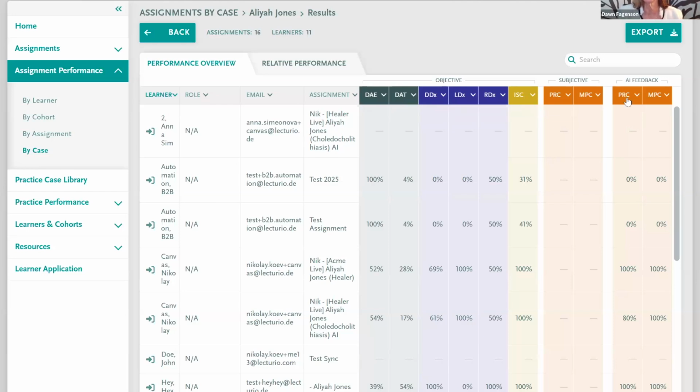And now we're very excited. We're going to show you this today. We now have AI feedback on our problem representation concordance and our management plan concordance. So it's even an additional way to help the learners get more feedback on what they've done in their cases.